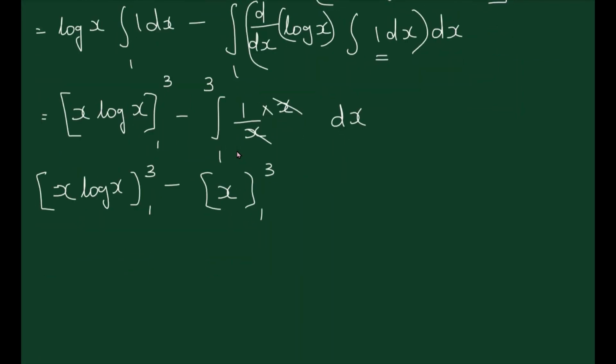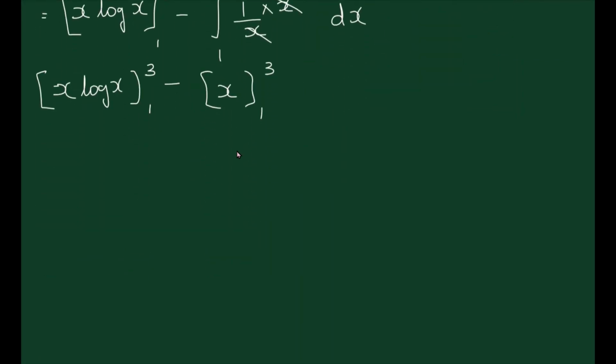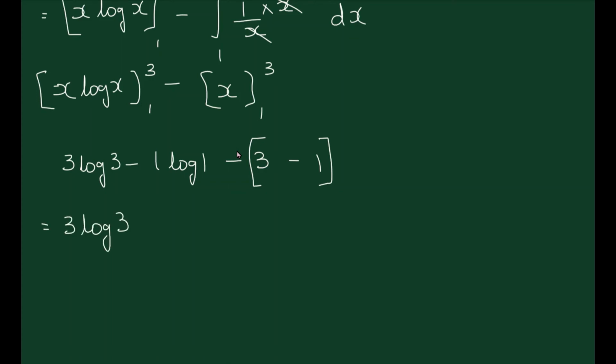Now what remains is applying the limits of integration. So upon applying the limits of integration, we get 3 log 3 minus 1 log 1 minus, let me put it in the bracket for now, 3 minus 1. Okay, so here 1 log 1 becomes 0. And minus 3 minus 1 becomes 2.